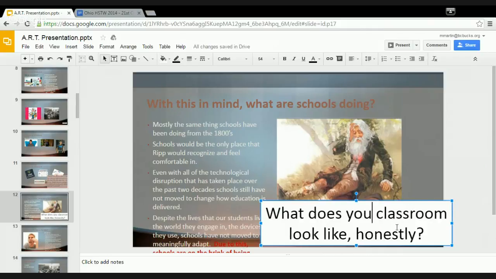And of course, here's a picture of Rip Van Winkle, and I think we have all heard that phrase. If Rip were to wake up today, the only place he would feel comfortable is in our schools. And even with the technology integration and the disruption we've had over the past 2 decades, schools, for the most part, have not meaningfully moved to look at how their education is being delivered. Despite the lives our students live, despite the world they engage in and the devices they use, we still have not meaningfully adapted to who they are, to who our customers are.